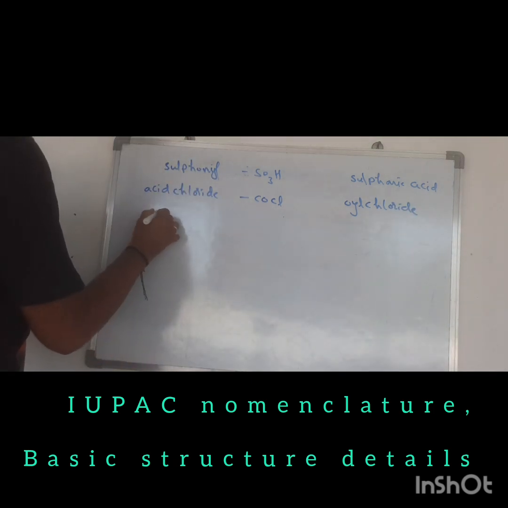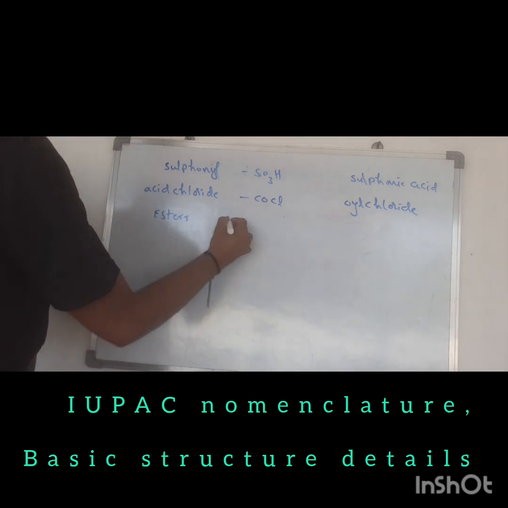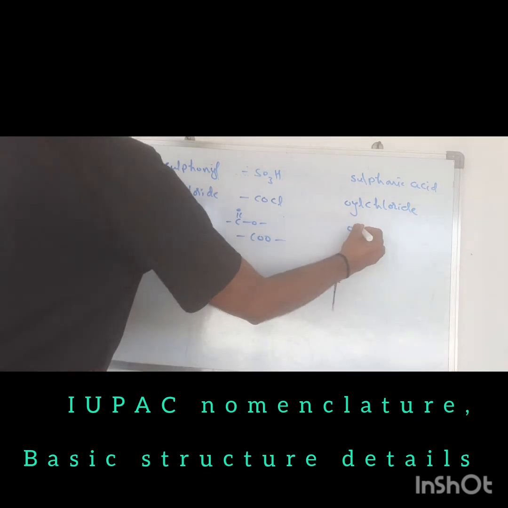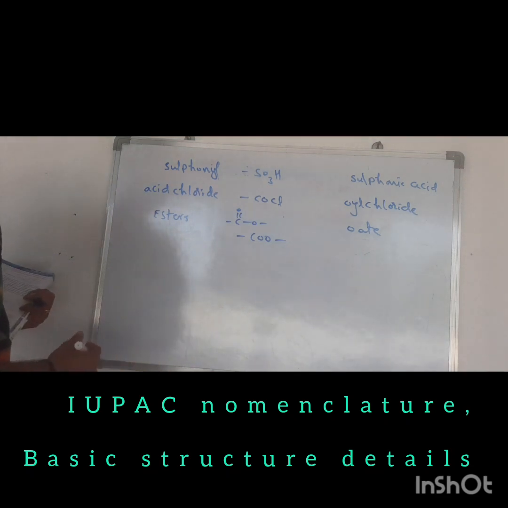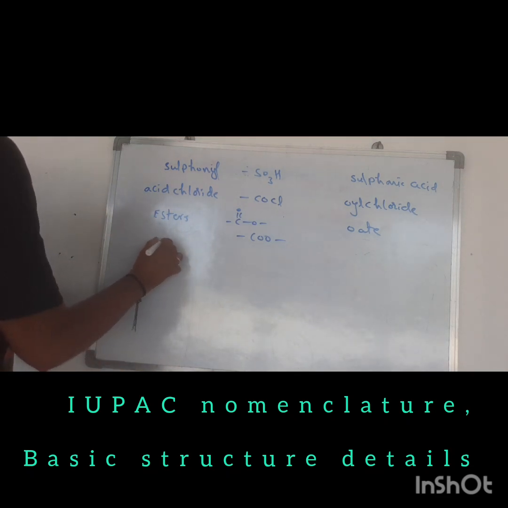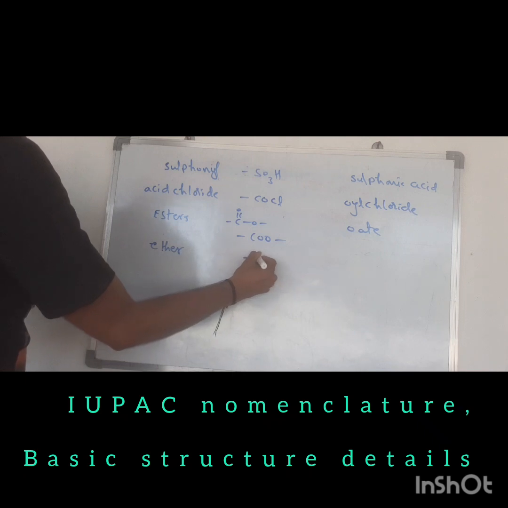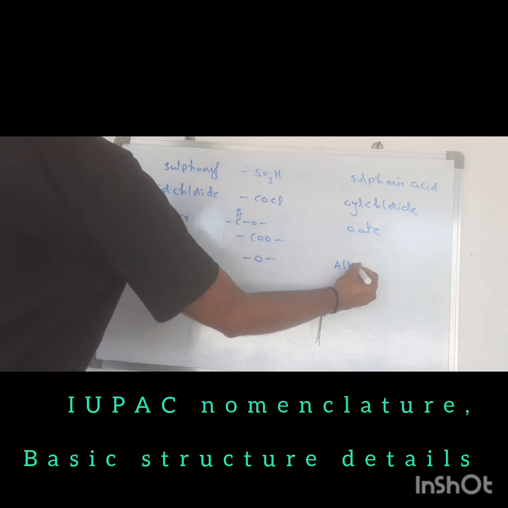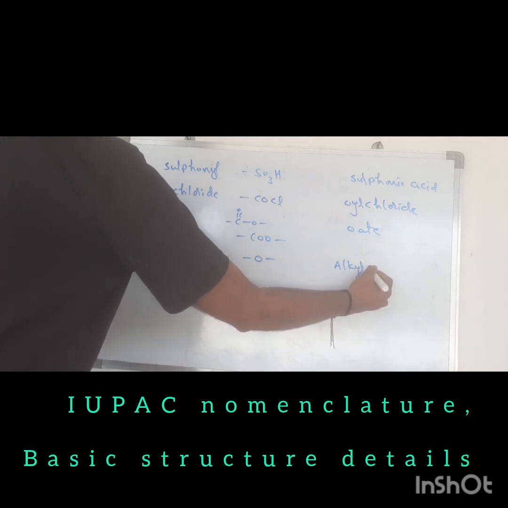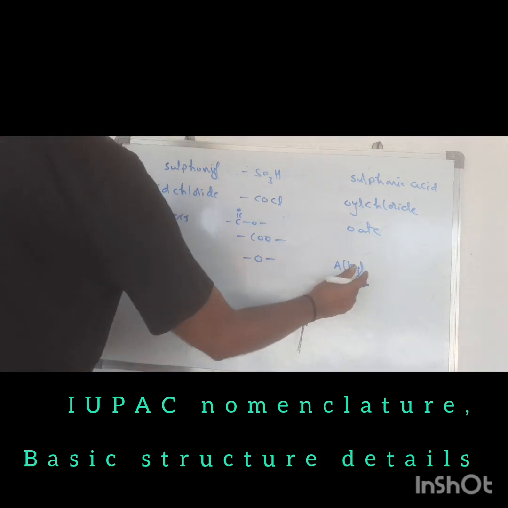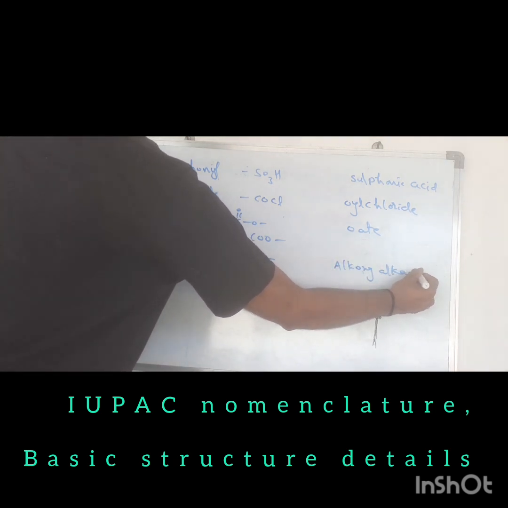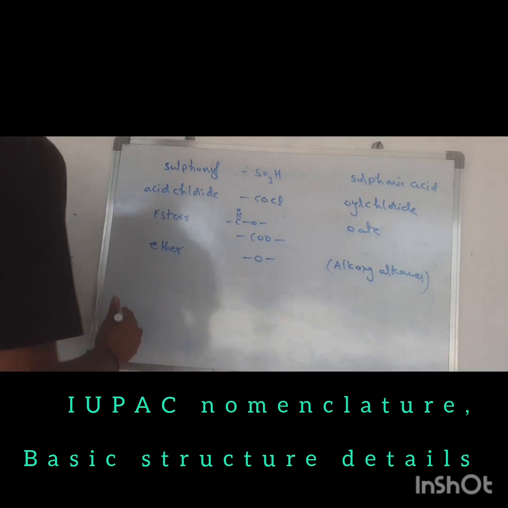Next, if you see esters. Esters means COOR, or you can say simply COO. This is named as "oate". Next, we know ethers. Actually there is no separate name for ethers. Generally, ethers are treated as alkyl, methoxy, alkoxy. They are named as alkoxy alkanes. No specific word for ether.